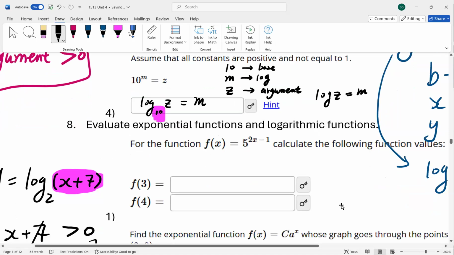Let's move to the next problem. If you have any questions, just let me know. Number 8, evaluate exponential functions and logarithmic functions.